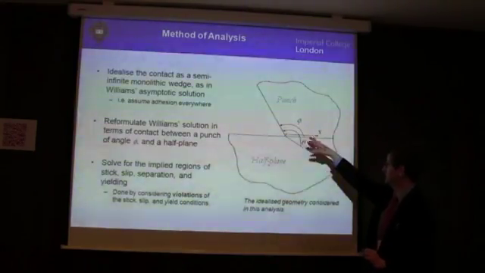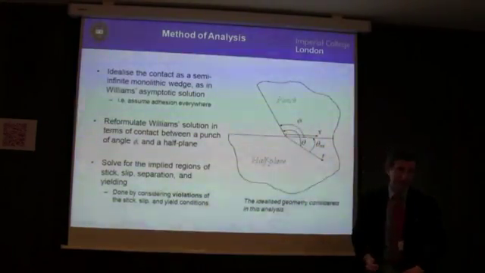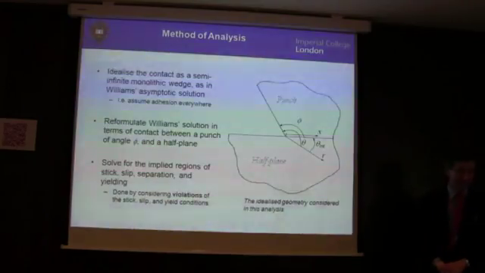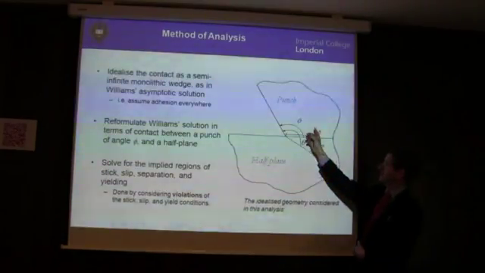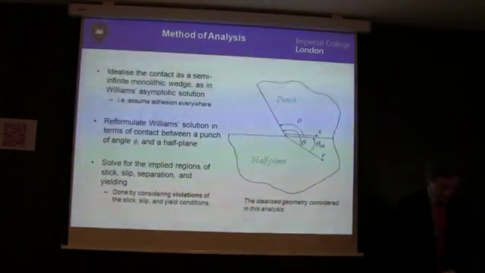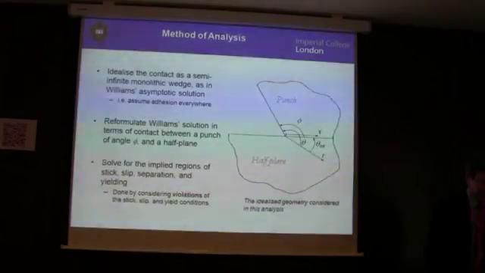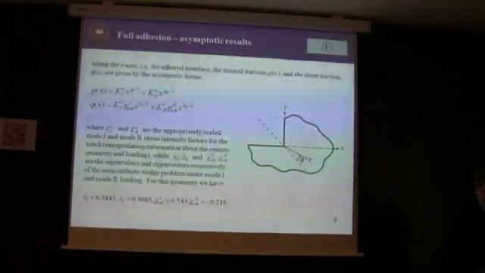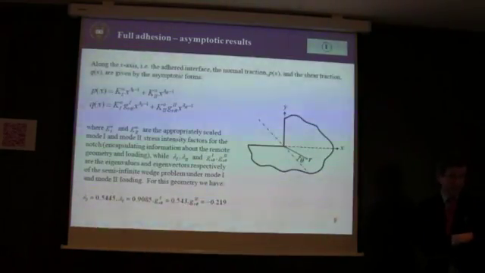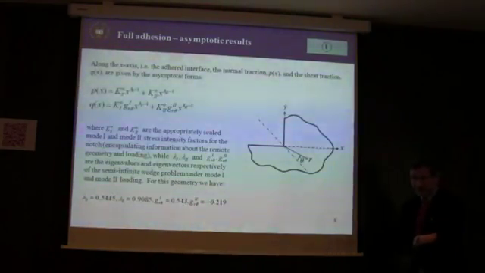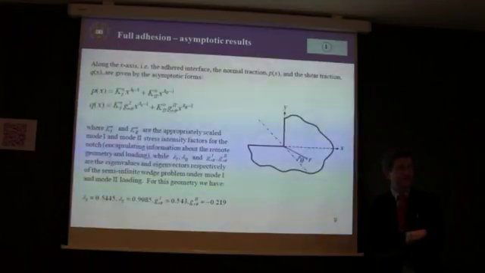So I've drawn it here with a punch with a general angle phi, but in the last sketch I made phi pi by 2, and in the rest of the slides for this talk we assume always that this is pi by 2. Right, so suppose that we've carried out the Williams solution, and we know the eigen solution. We know everything about the state of stress in this neighbourhood.